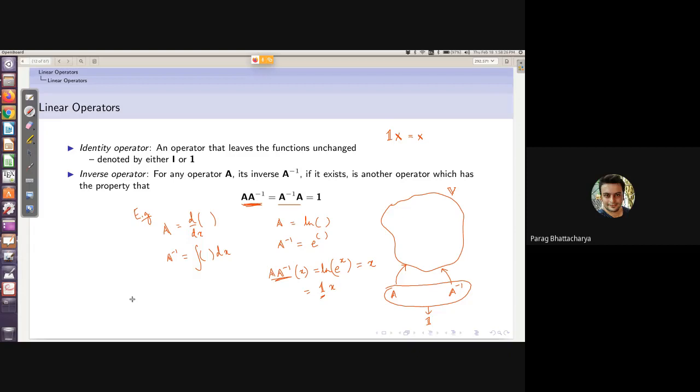That's known as the inverse operator. So the inverse operator is that operator which, when you combine it with some given operator, gives us the identity operator.